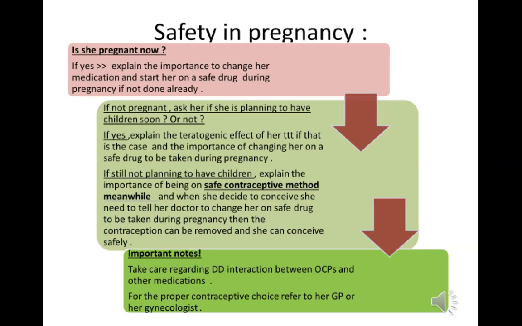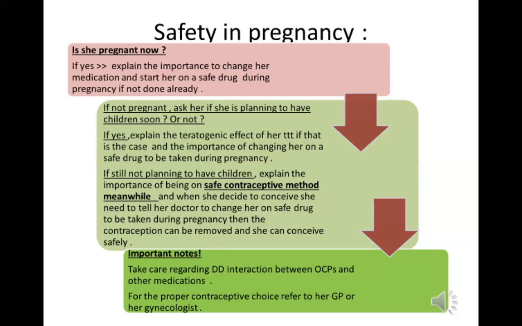If she's not pregnant, ask her if she's planning to have children soon. Are you planning to have children soon? Yes, I do. I'm actually trying to conceive. So if yes, explain the teratogenic effect of her treatment, if that is the case, and the importance of changing her to a safer drug to be taken during pregnancy.